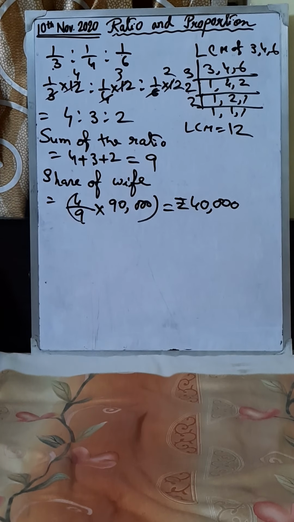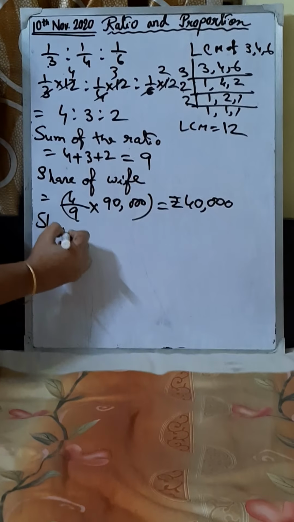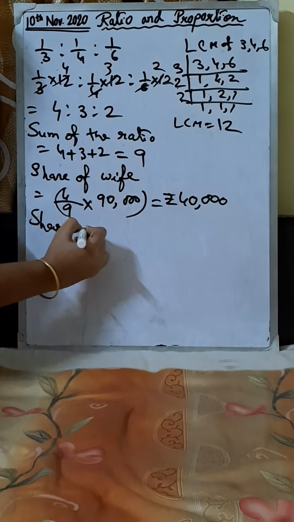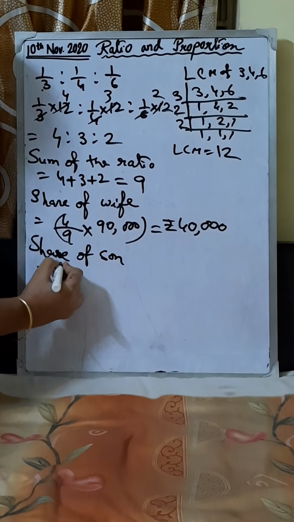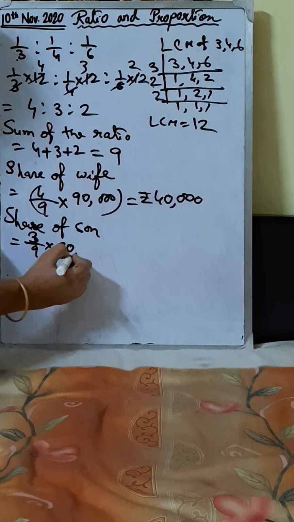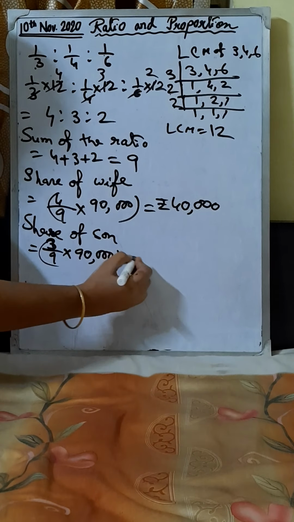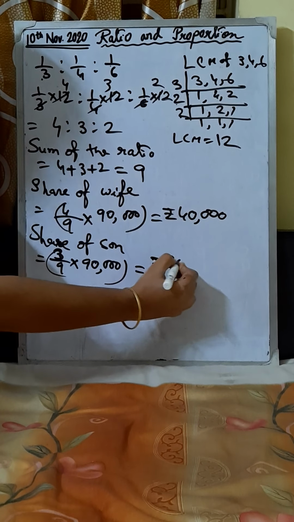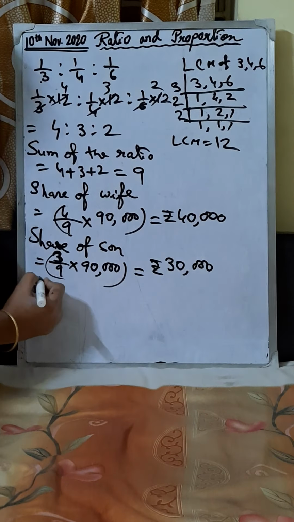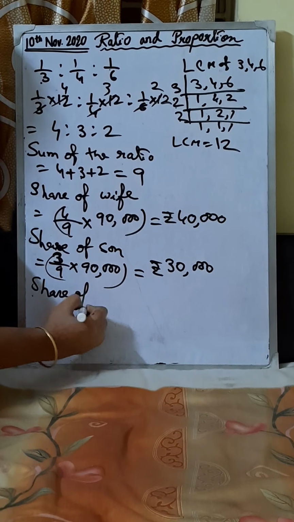Now next is the share of son. Share of son equals what? Next is 3, so 3 by 9 into 90,000. You get what? 10 into 3 means 30,000 rupees. Now last is the share of daughter.